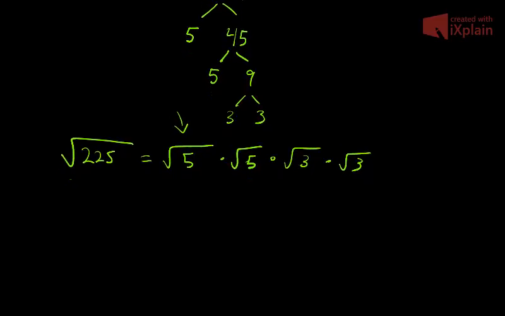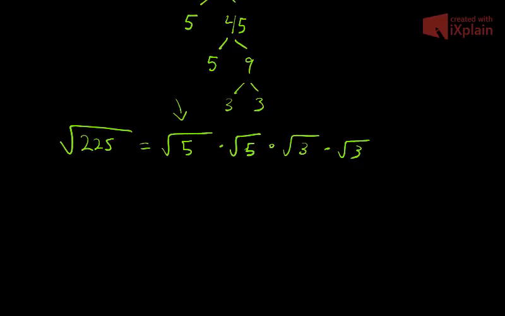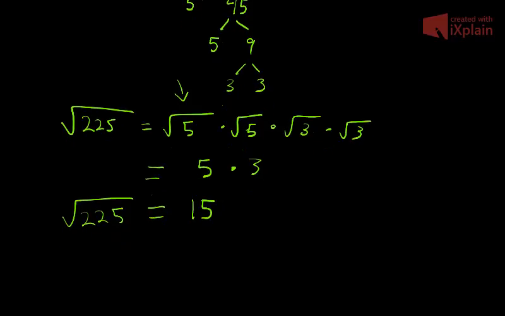Now that we have this, we can use our third rule. We have the square root of 5 times the square root of 5 here. Well, that's just a 5. Square root of 3 times the square root of 3, it's just a 3. And 5 times 3 is going to be equal to 15. So the square root of 225 is going to be 15. And this is a way we can simplify all of these and find the square roots even when they're really big numbers that would normally be difficult to find.